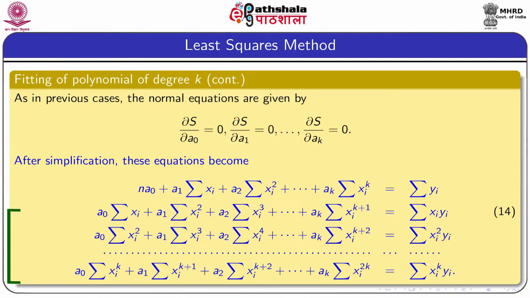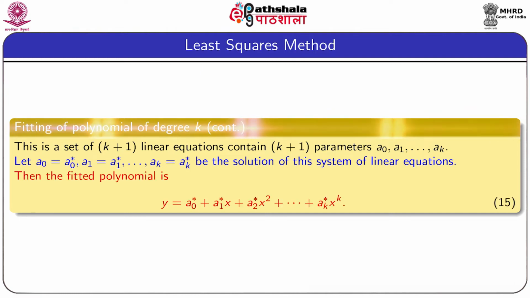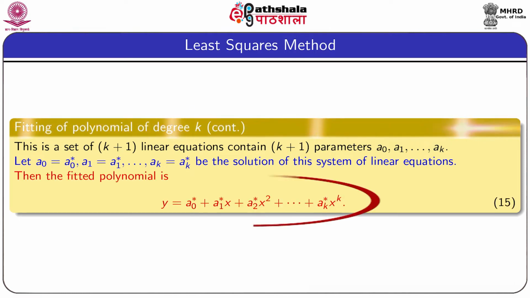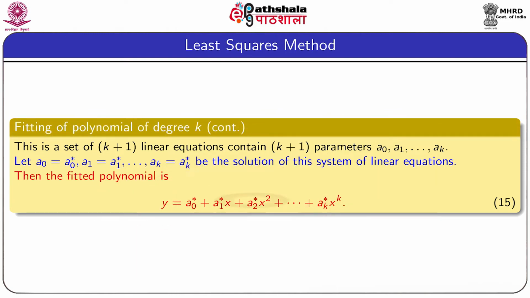So, this is a set of k+1 linear equations containing k+1 unknowns a0, a1 up to ak. Let a0 = a0*, a1 = a1*, ... ak = ak* be the solution of this system of equations. Then the fitted polynomial is y = a0* + a1* x + a2* x² + ... + ak* x^k.